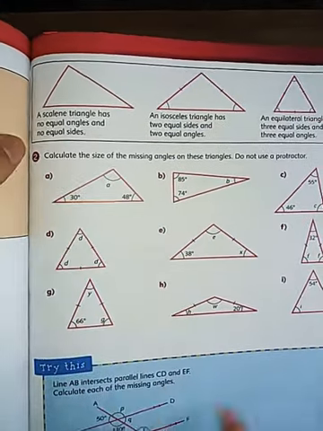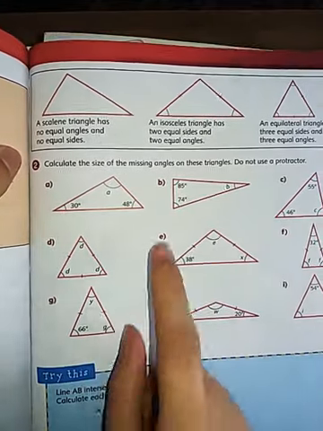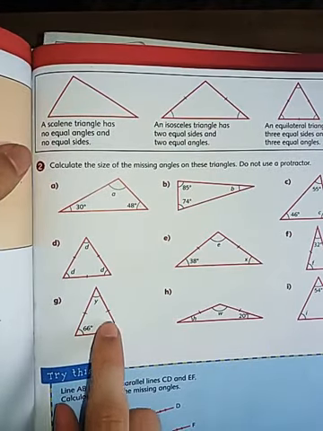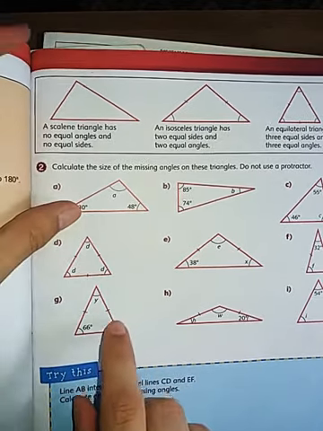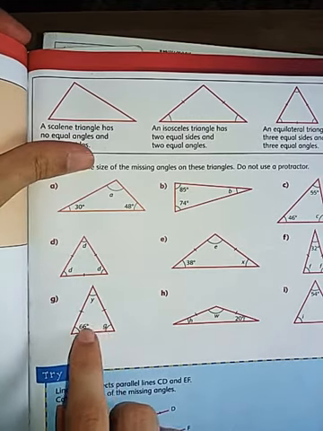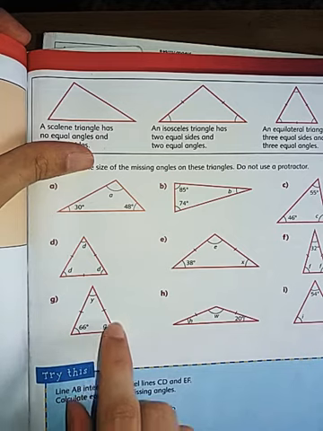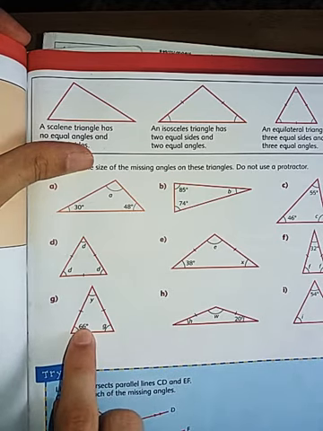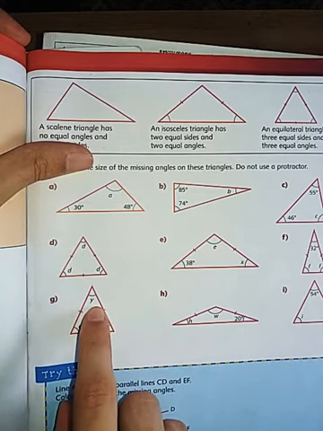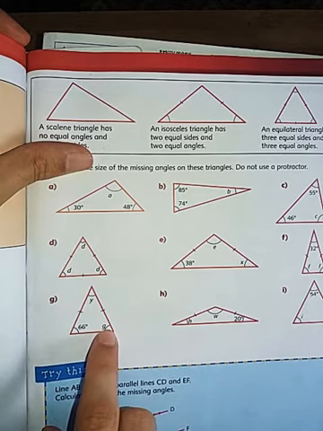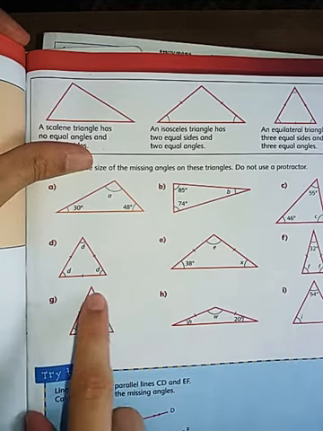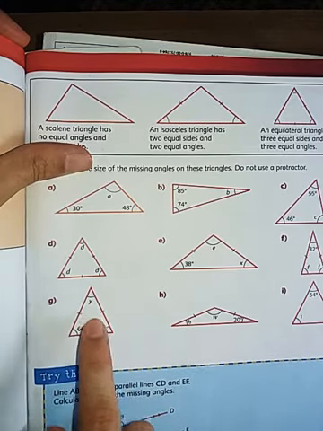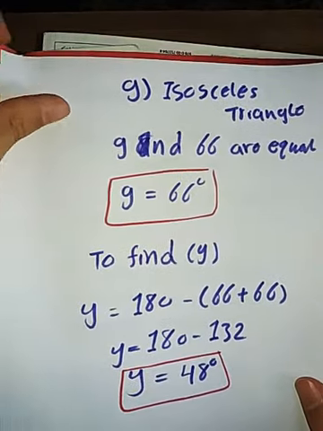Now G. Again we have an isosceles triangle because as you can see the two sides are equal from this sign. The two sides are equal, so the two angles here are also equal. So G equals 66. Now to find Y, all we need to do is to add 66 to 66, which will give us 132, and then subtract 132 from 180 to get Y. So Y will be equal to 48.